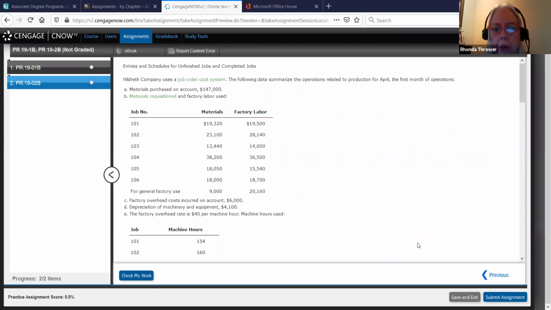So you should be able to see problem 19-2b in Cengage. But let me go to my Excel spreadsheet. So hold on just a minute. I'm going to stop sharing this with you, and we'll try this again. Click on the right thing this time. Okay, this is a little better.